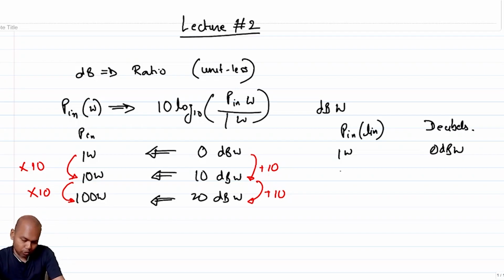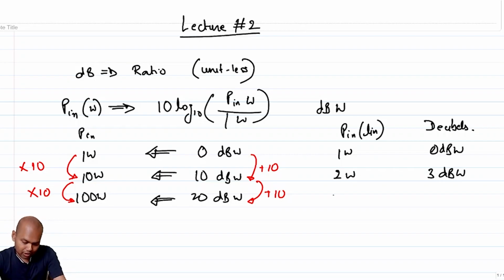So if I say I have 2 watt, right? What does it mean in decibel scale? So clearly 2 watt means 10 log of 2, which is approximately equal to 3 dB. In this case, in decibel level, the P in will be 3 dBW.